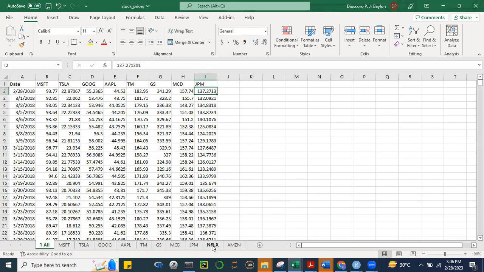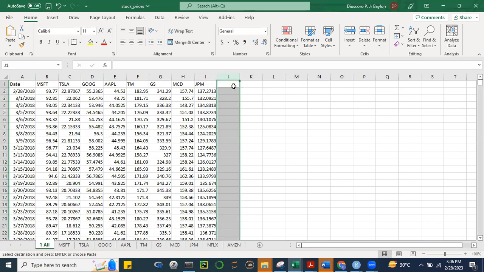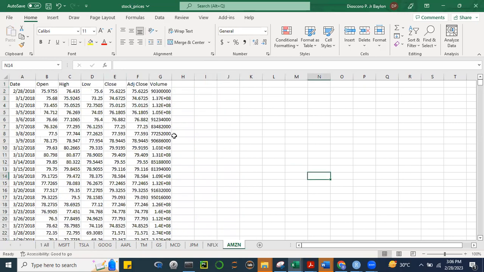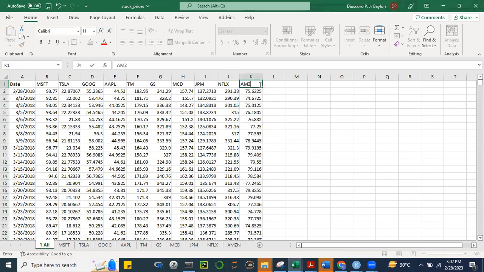Right. And Netflix, close, Control C, Control V. And this is our NFLX, Netflix. And lastly is our Amazon. Again, let's copy the closing price, Control C, and Control V. Okay, AMZN.